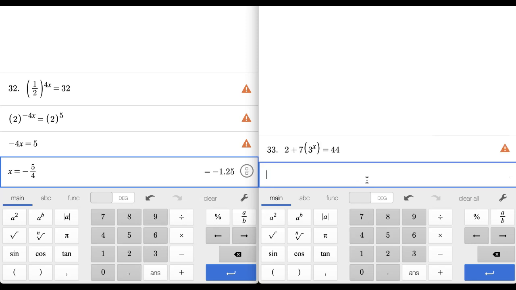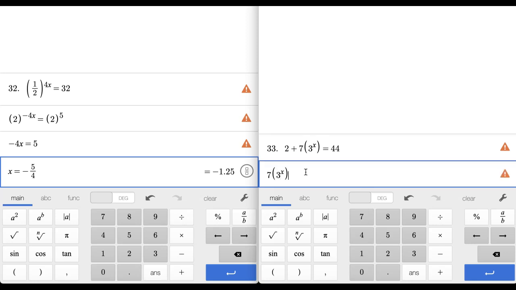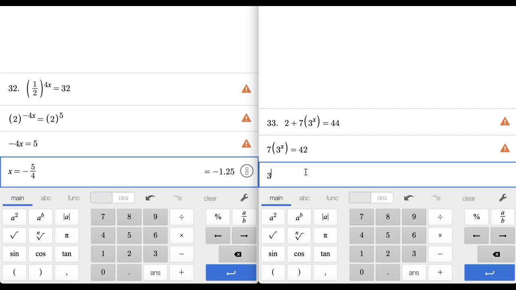33. Okay, so I want to separate everything from the exponential term. So right now, it's being multiplied by 7, and then you're doing 2 plus that. So I'm going to subtract 2 on both sides. We get 7 times 3 to the x equals 42. I'm going to divide both sides by 7. And there's no way to change these to the same base, so we're going to use our logarithms here.